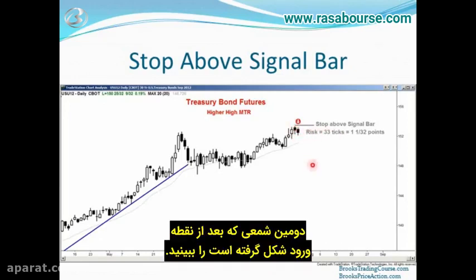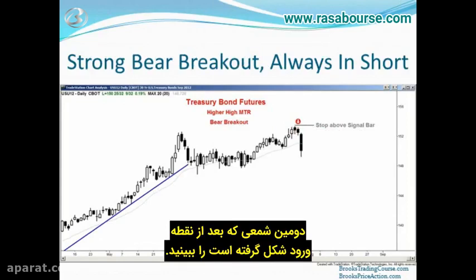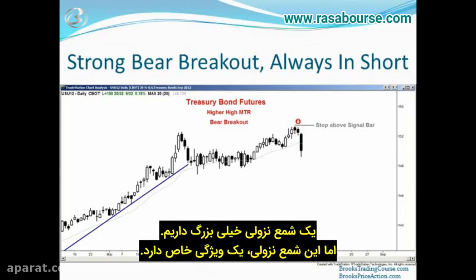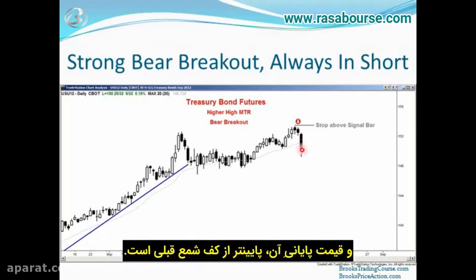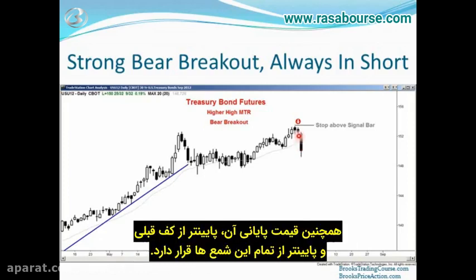So look what followed two bars after the second bar after the entry. We have a very big bear bar, but there's something special about this bear bar. It's a breakout bar, obviously. Its close is below the low of the moving average. Its close is below the low of the prior bar. So there's a big gap between the close and the low of the prior bar. But the close is also below this low and below all of these bars as well.